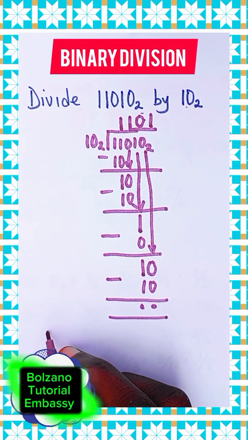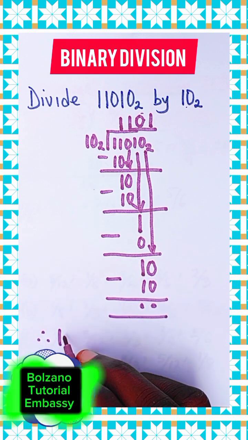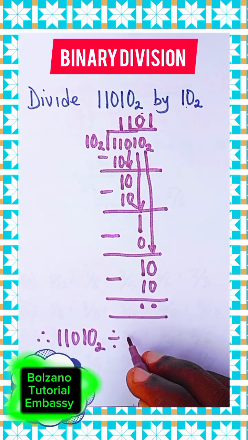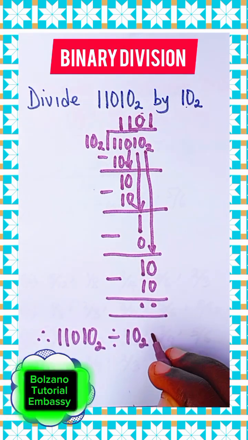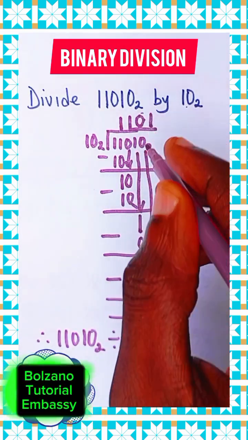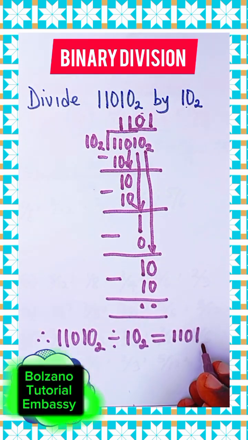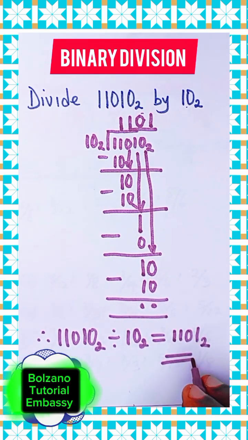So we conclude by saying, therefore, 11010 in base 2 divided by 10 in base 2, and the quotient is the solution, which is 1101 base 2, and this is our solution.